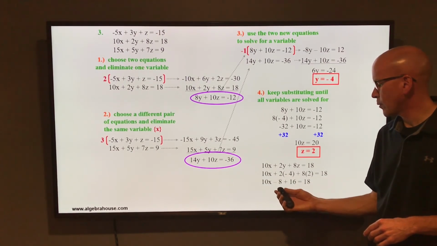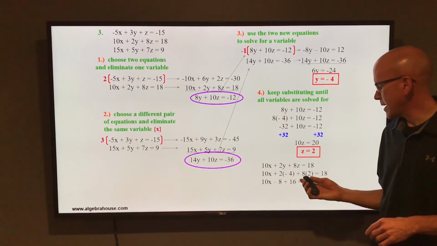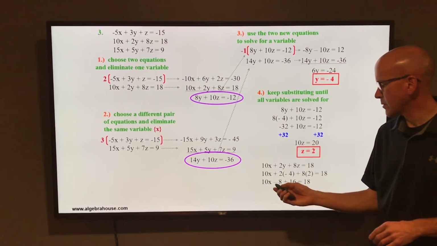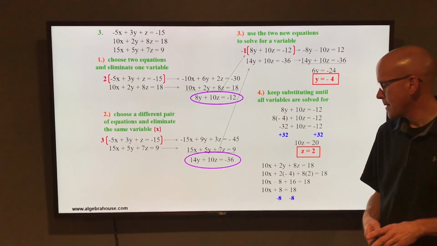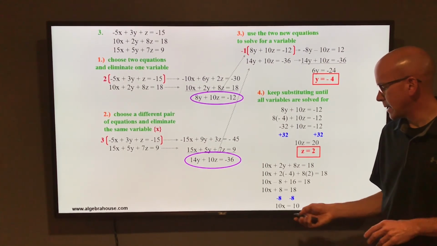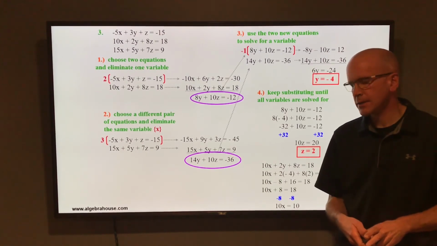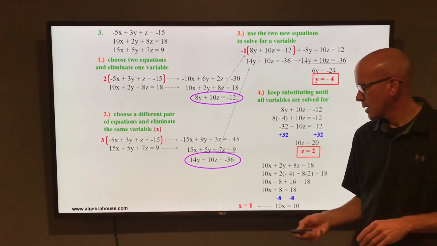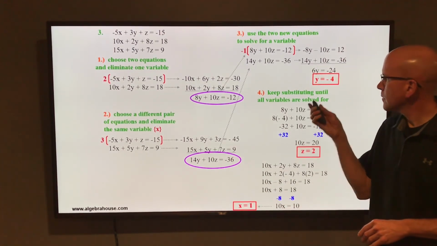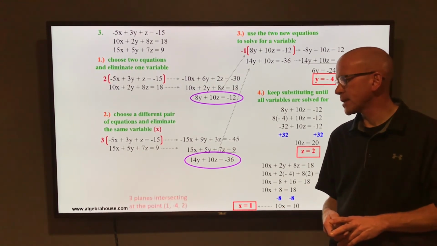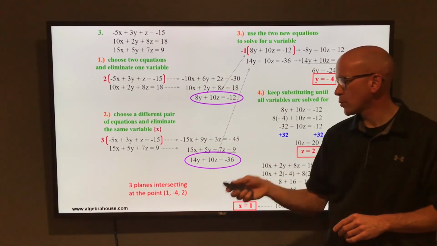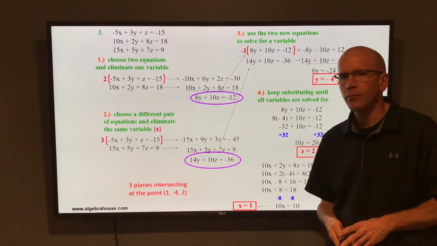Multiply 2 by negative 4, it's negative 8. And multiply 8 by 2, that is 16. Combine the like terms, negative 8 and 16, that is 8. So 10x plus 8 equals 18. Subtract 8 from each side, get 10x equals 10. And then x equals 1. So x is 1, y is negative 4, z is 2. The point of intersection of those three planes has coordinates of 1, negative 4, and 2.